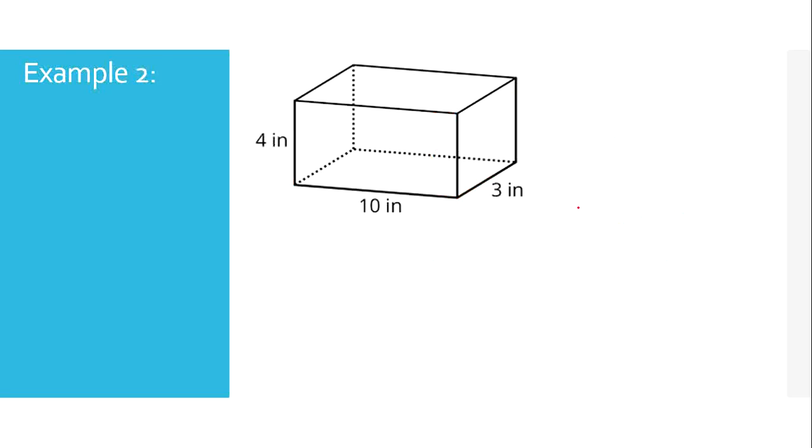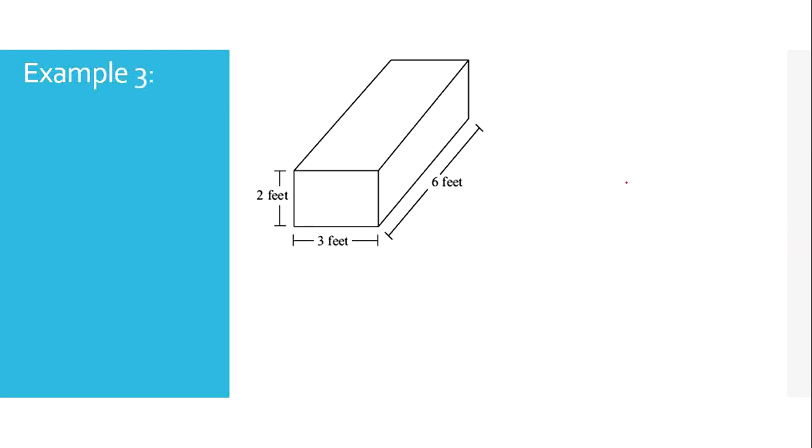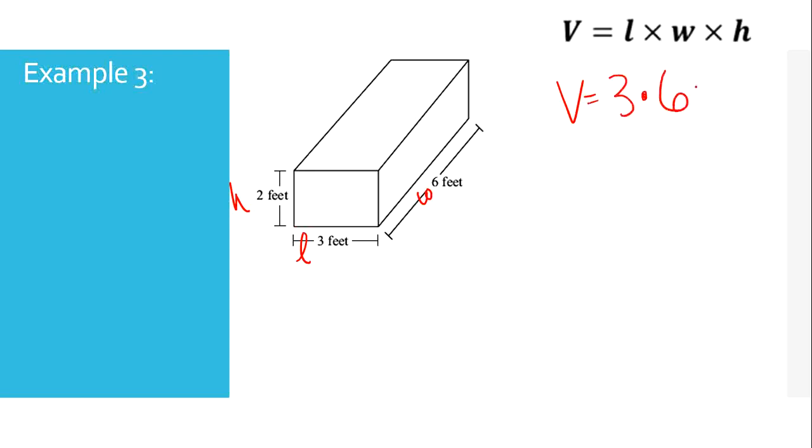Okay? All right, number 2, we're going to find the volume again. So this is our length, this is our width, and this is our height. So volume is going to be 10 times 3 times 4, which is 120 inches cubed. And then the last one, this is our length, this is our width, and this is our height. So volume is length times width times height, so it's going to be 3 times 6 times 2, and our calculator tells me that is 36.